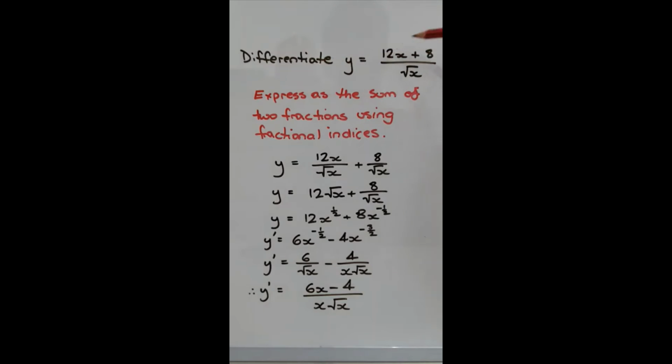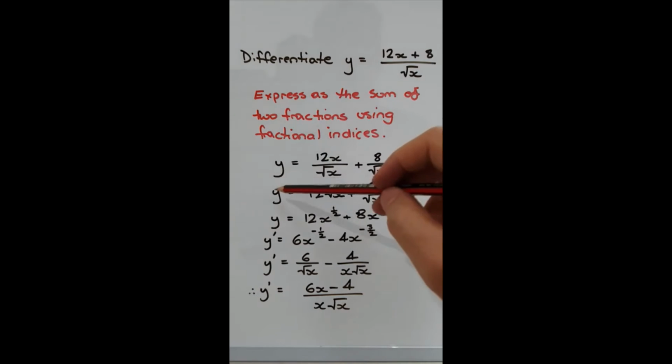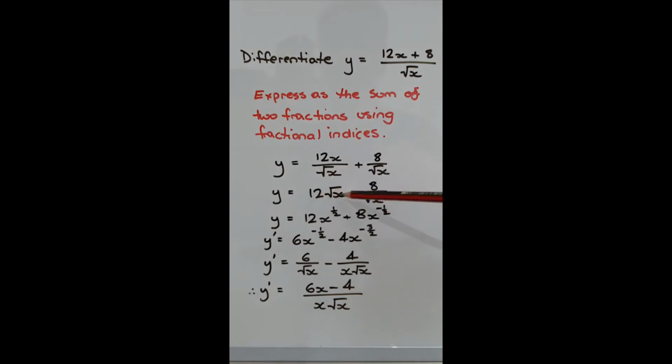Differentiate y equals 12x plus 8 over the square root of x. We're going to express this as the sum of two fractions using fractional indices. So y equals 12x over the square root of x plus 8 over the square root of x. If we rationalize the denominator in the first fraction, we obtain y equals 12 multiplied by the square root of x plus 8 over the square root of x.